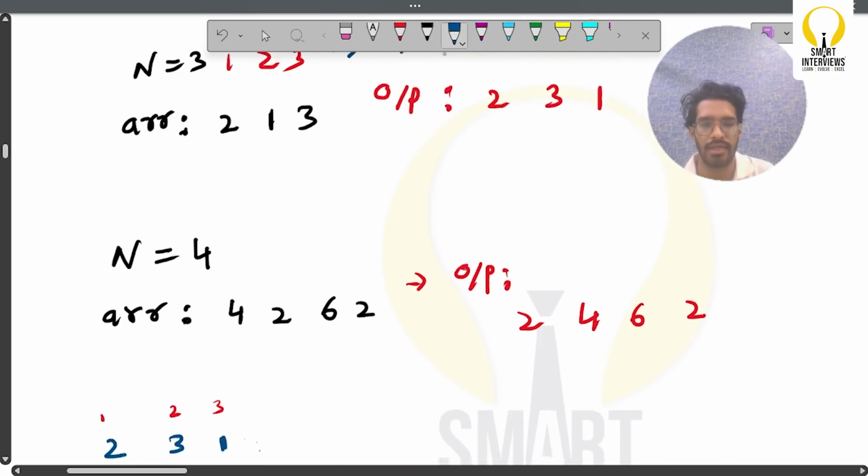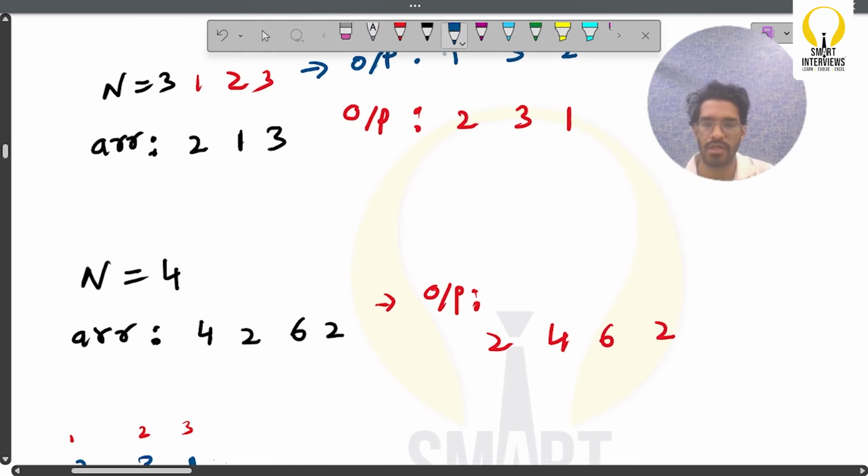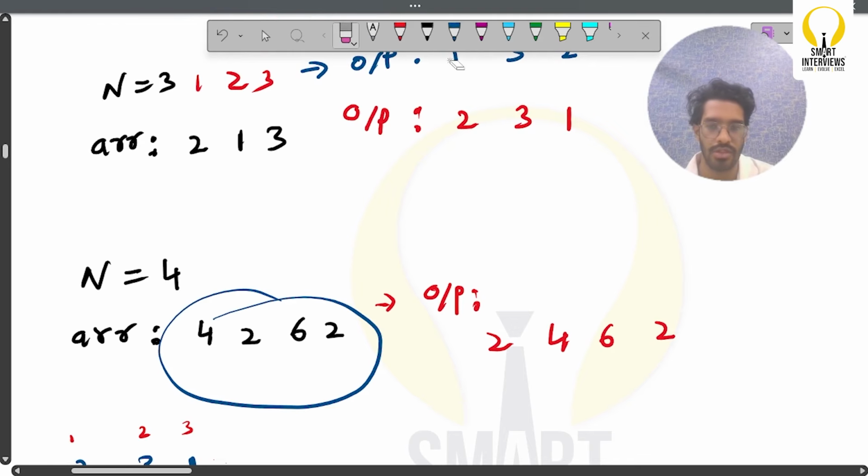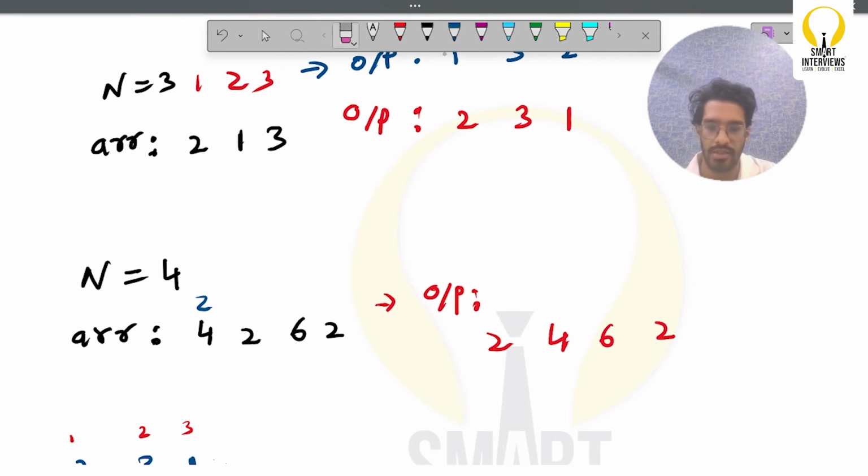And it can be the same here as well. You can also rearrange this as 4 2 6 2 something like this. If you sort it, it becomes 2 2 4 6, and if you are going with the rearrangement that we discussed, it becomes 2 6 and it becomes 2 4. Are you guys able to understand how we are trying to solve this problem?